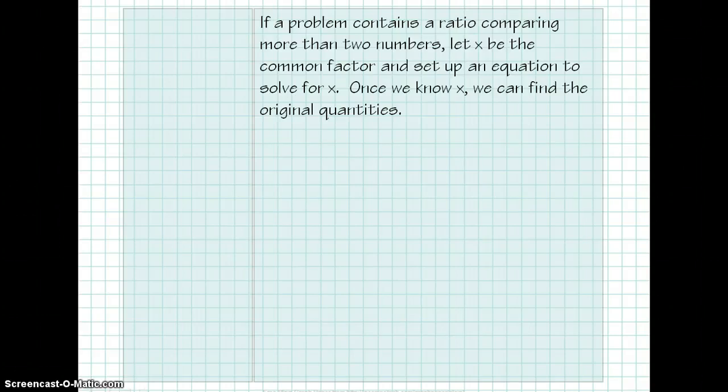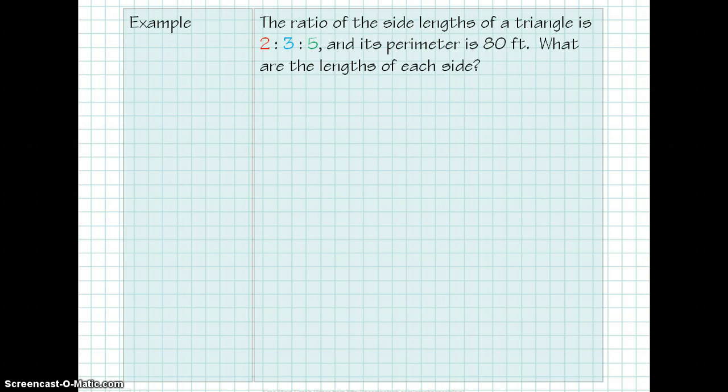And then once we know x, we can plug it back in and find the original quantities. For example, let's say I've got a triangle, and the ratio of the side lengths is 2 to 3 to 5. That means they could be 2 feet, 3 feet, 5 feet. They could be 4 feet, 6 feet, 10 feet. They could be any numbers with 2 to 3 to 5 as the common ratio.